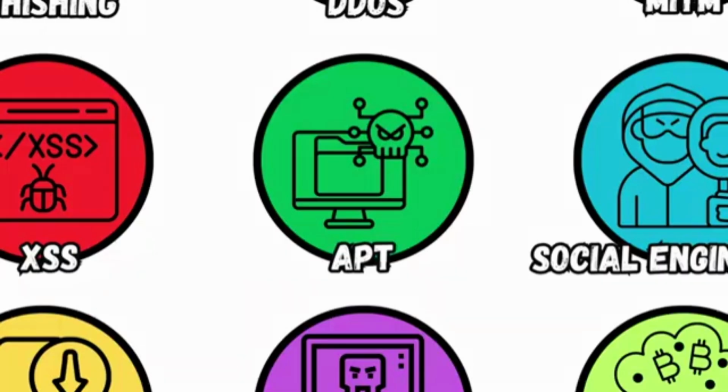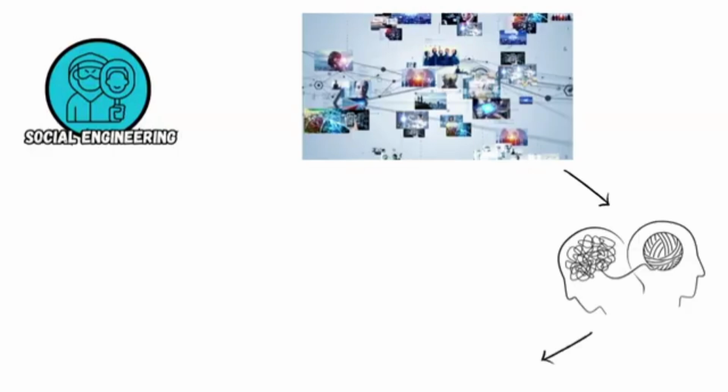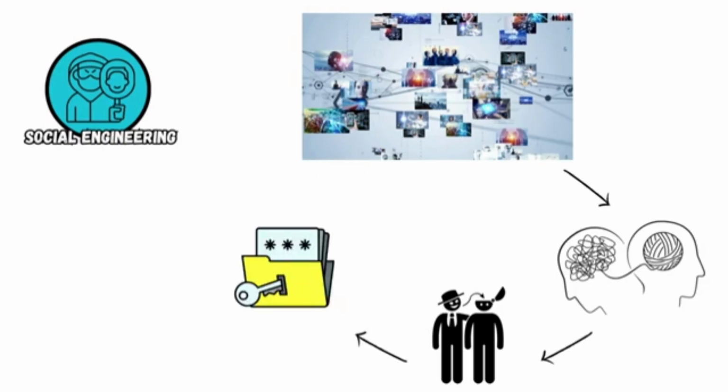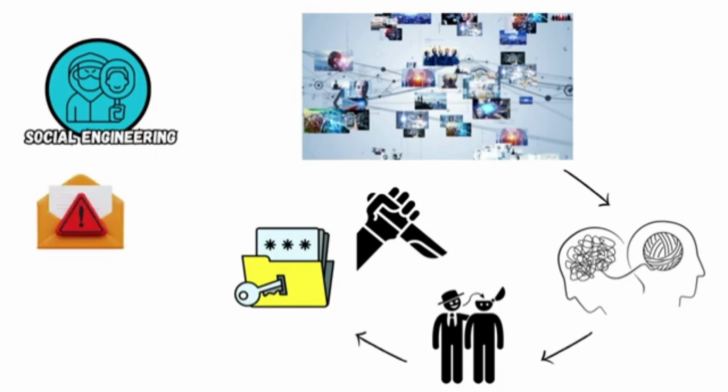So the ninth attack is social engineering. It is a famous technique where attackers manipulate people instead of attacking computers. So rather than breaking security systems, they trick users into revealing passwords, OTPs, or confidential information. So for example, someone calls pretending to be a bank manager and asks for your OTP to verify your account. If you share it, the attackers can access your bank account. So stay aware of it.